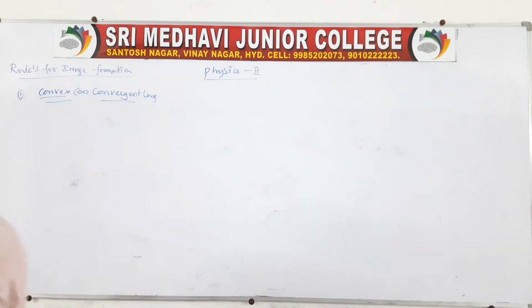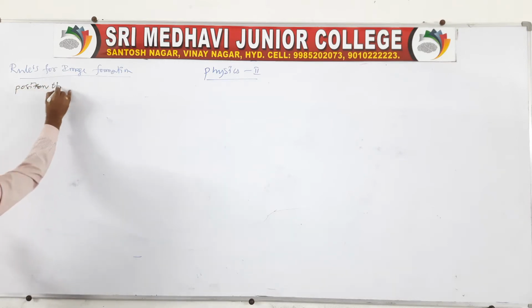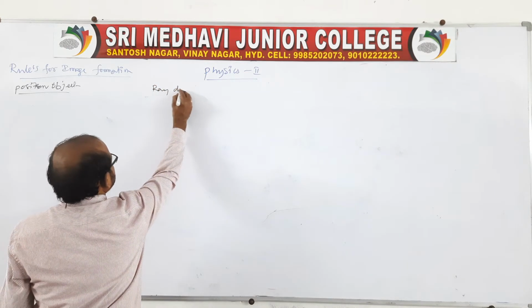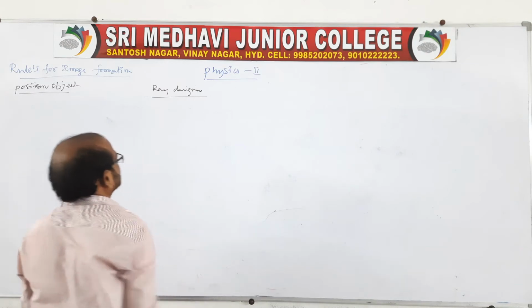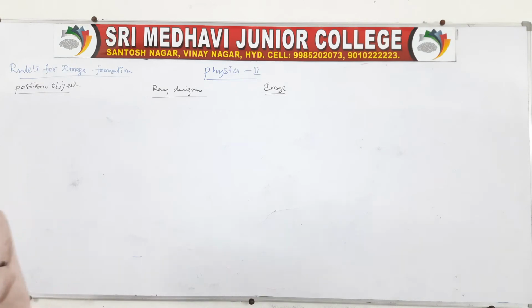Right. First, take a convex or a divergent lens. Again here also, same thing, same issue. Let us go for the first one. I'll give the diagrams related to formation of images. You take like this: position of object, next the ray diagram, and next the position of image. I'll give you one to one.